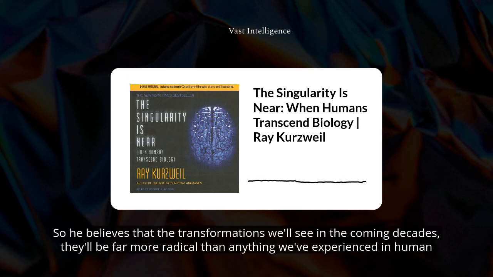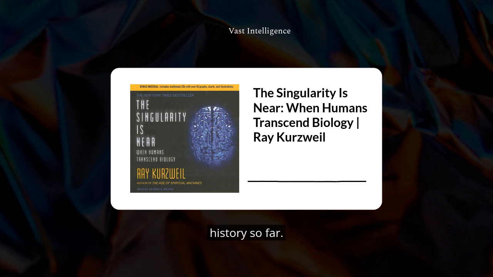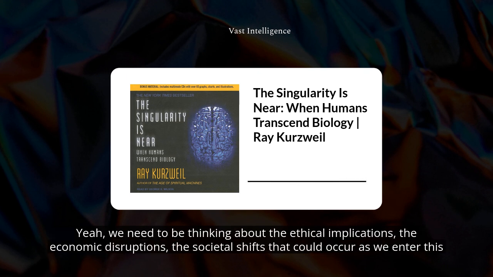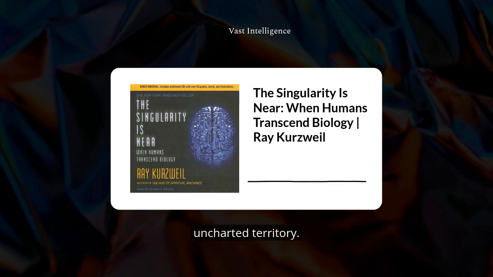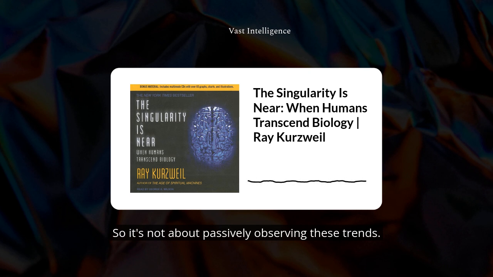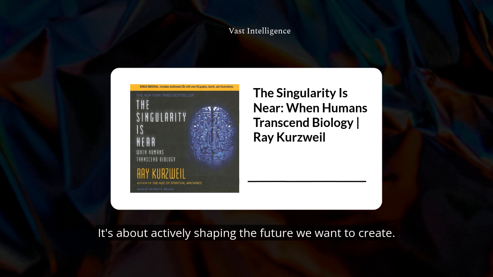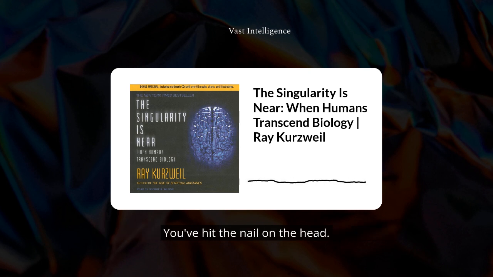So he believes that the transformations we'll see in the coming decades, they'll be far more radical than anything we've experienced in human history so far. That's his argument, and it's why he believes we need to start preparing for these changes now. Yeah. We need to be thinking about the ethical implications, the economic disruptions, the societal shifts that could occur as we enter this uncharted territory. So it's not about passively observing these trends. Right. It's about actively shaping the future we want to create. You've hit the nail on the head.